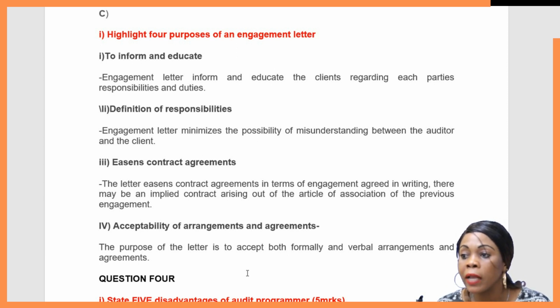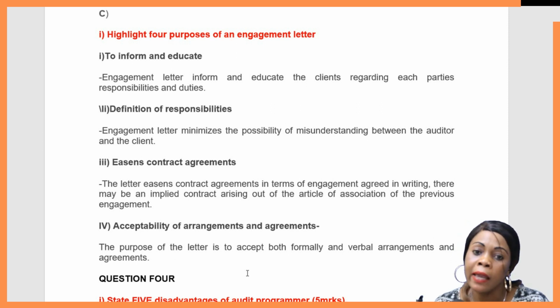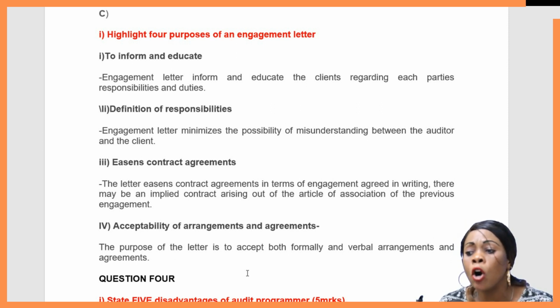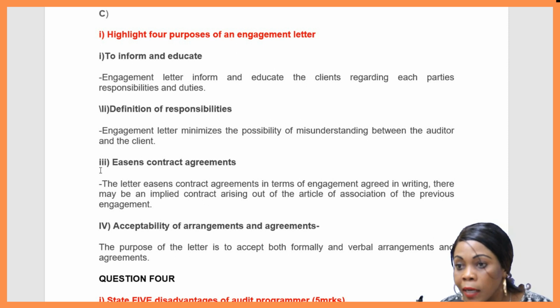Another purpose of engagement letter is acceptability of arrangements and agreements. The purpose of this letter is to accept the arrangements and the agreement, and it is done both formally and verbally. So it accepts both formal and verbal arrangement and agreement. Okay, I think that is Part C, the purposes of engagement letter, we are through with it.